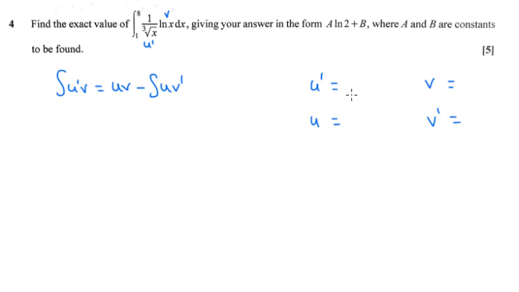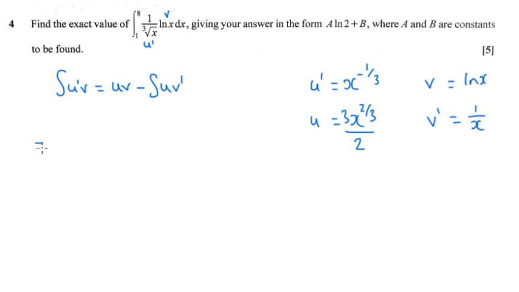So we have that u dash is our 1 over the cube root of x. That's the same as x to the negative 1/3. And v is our ln x. V dash will be 1 over x. U, the integral of this, is going to be, well, we add 1 to the power and we divide by that new power. So we're going to divide by 2/3, which is the same as timesing by 3 over 2.